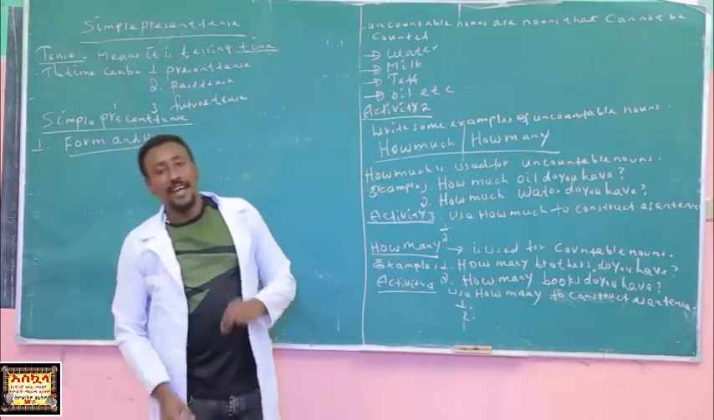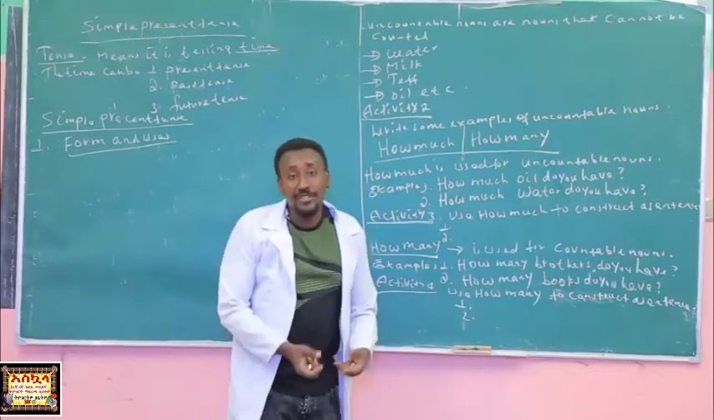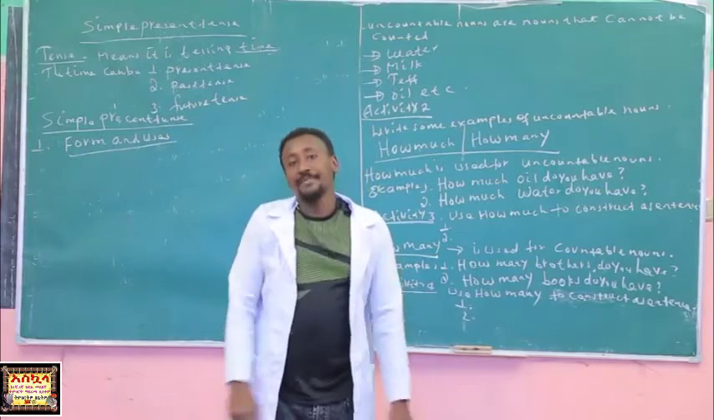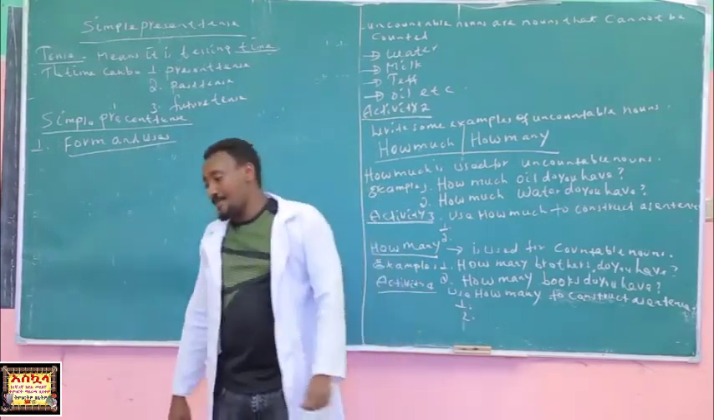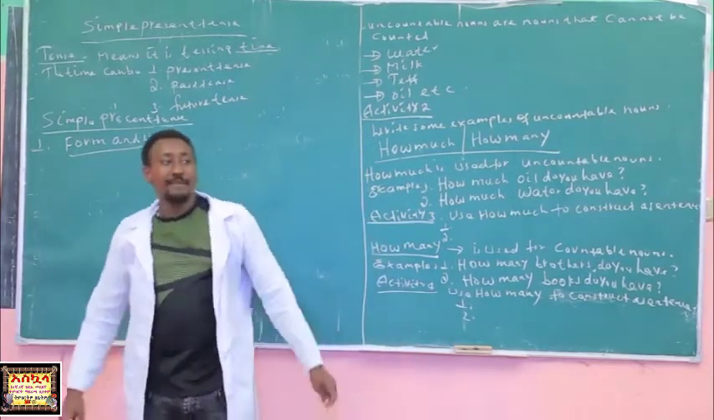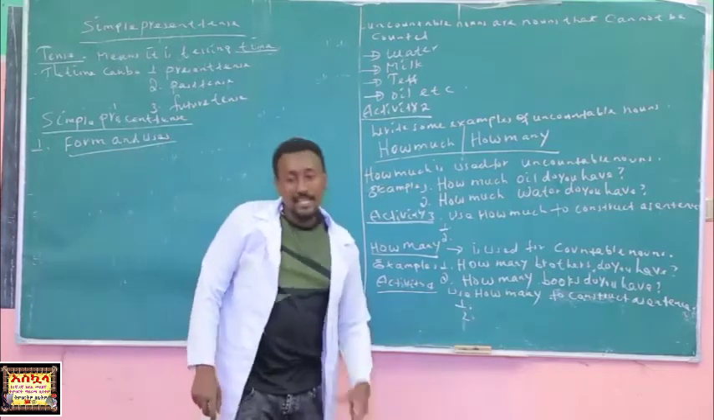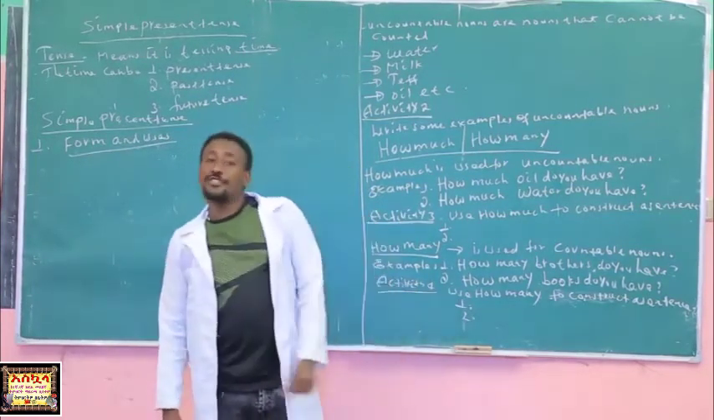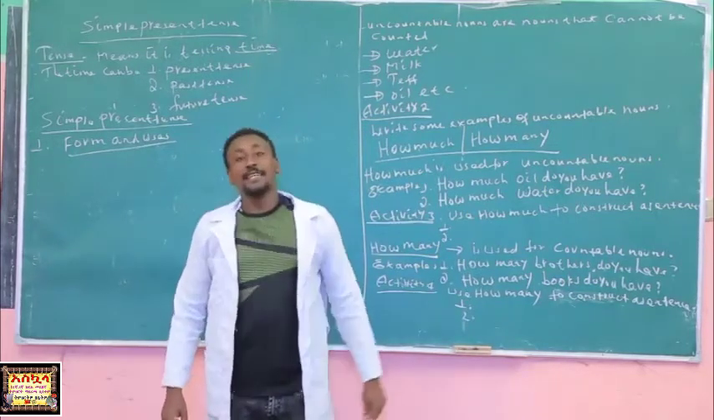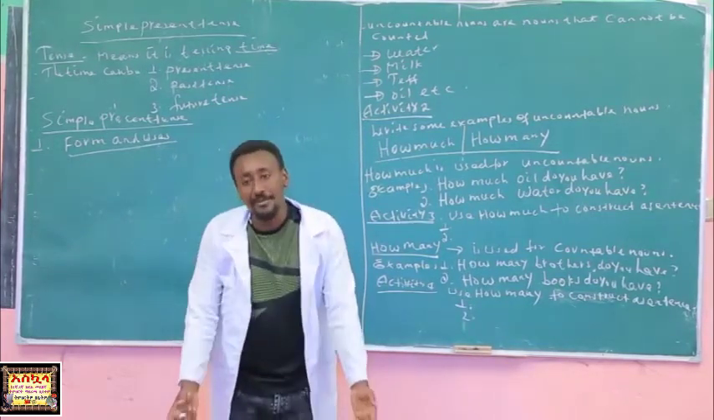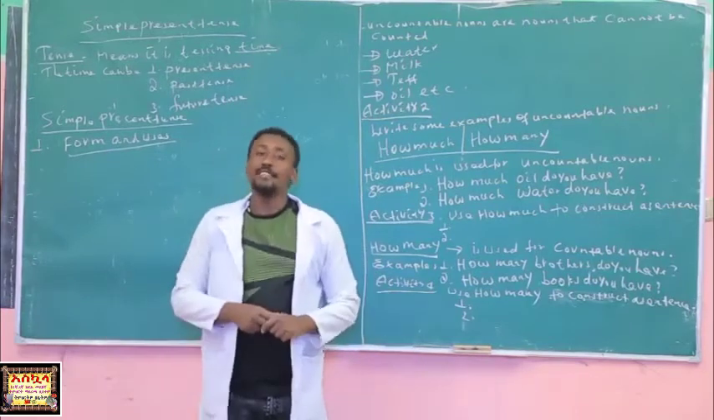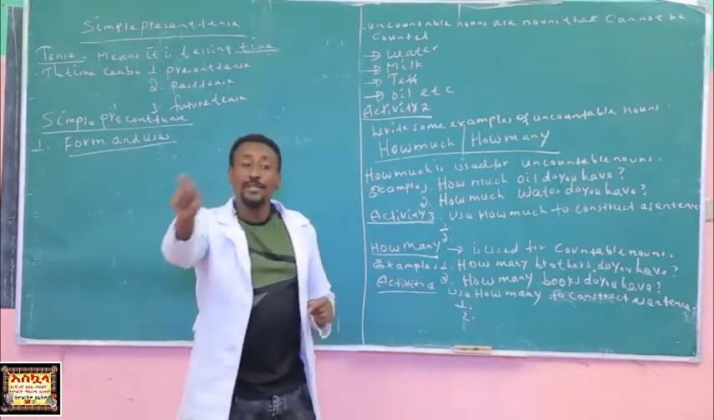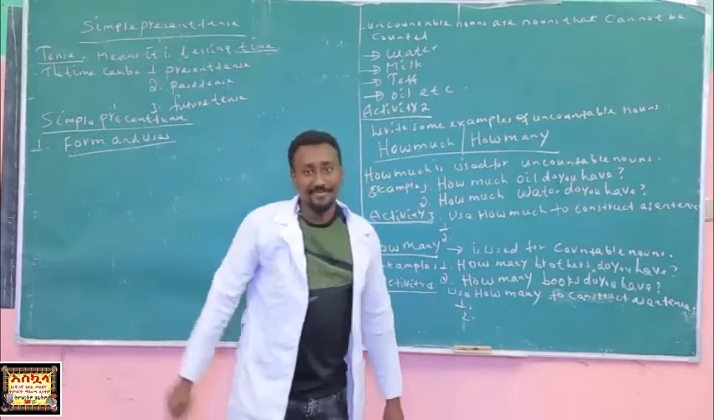Countable nouns are nouns that can be counted in terms of number, which is called 1, 2, 3. For example, the number of brothers we have is countable. The number of sisters we have is countable. The number of chairs in this school is countable. The number of teachers in this school is countable. The number of books you have is countable. So, countable are these kinds that can be counted. 1, 2, 3, 4.